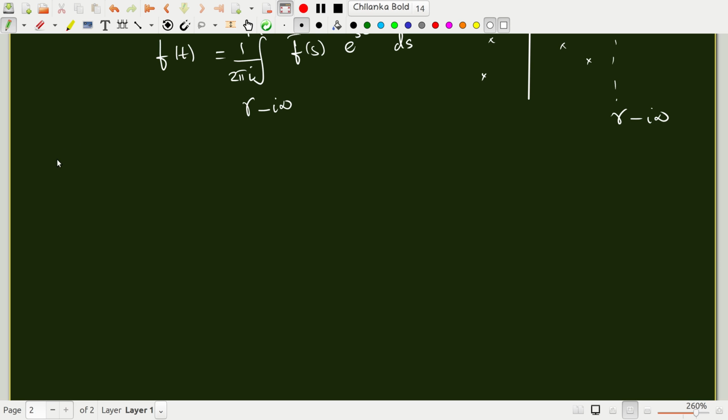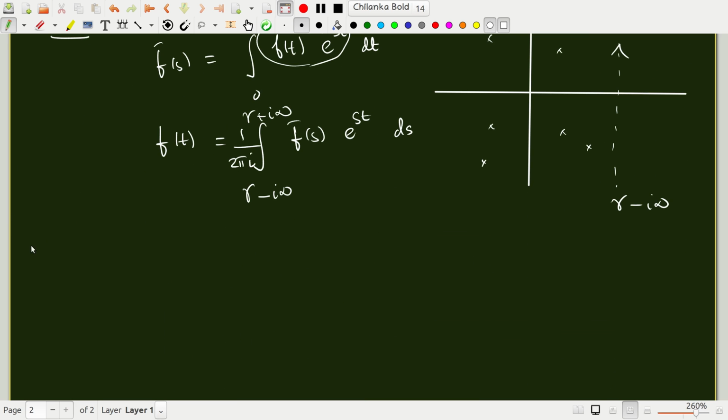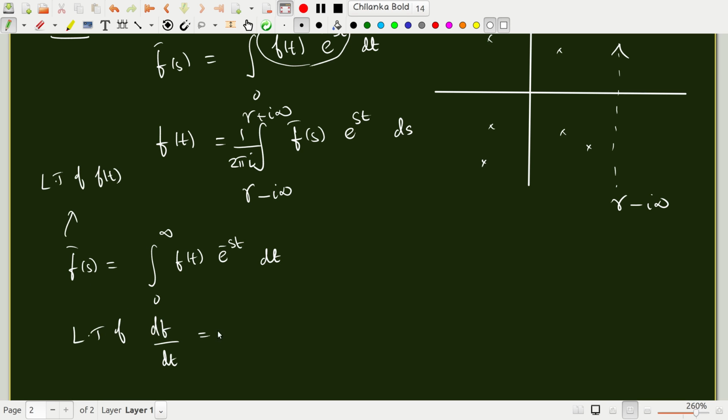Now the key thing that you have to first understand is that f bar of s is the integral from 0 to infinity of f of t e to the minus st dt. Now I want to know what is the Laplace transform of df dt, or f prime of t, which I will call f bar prime of s. How do we do this?